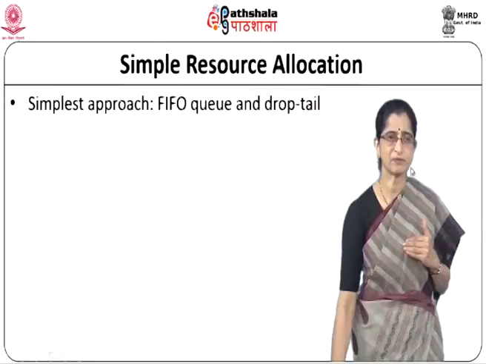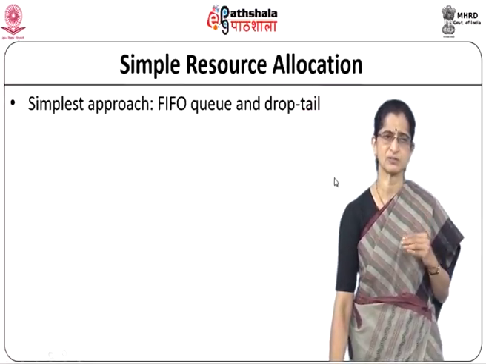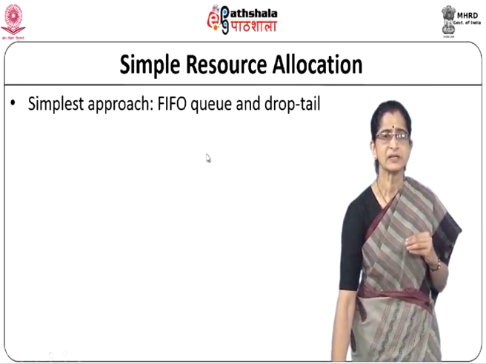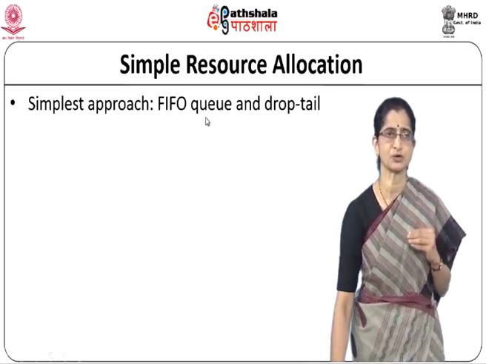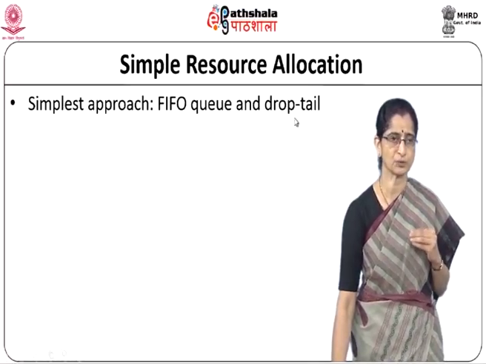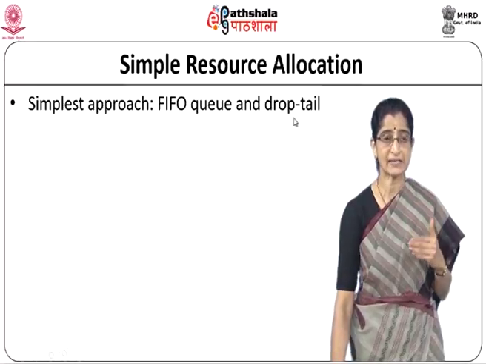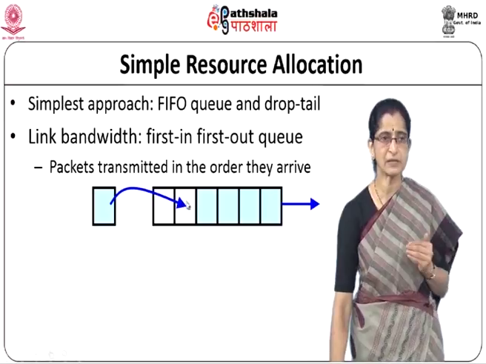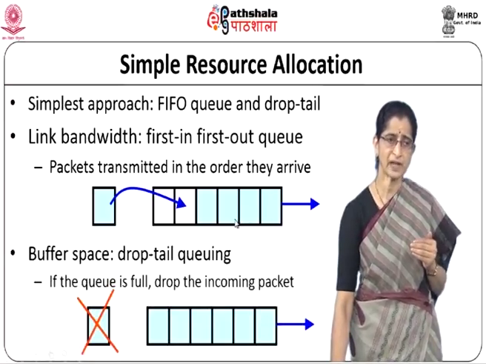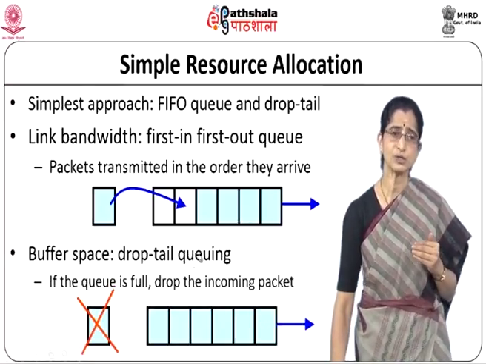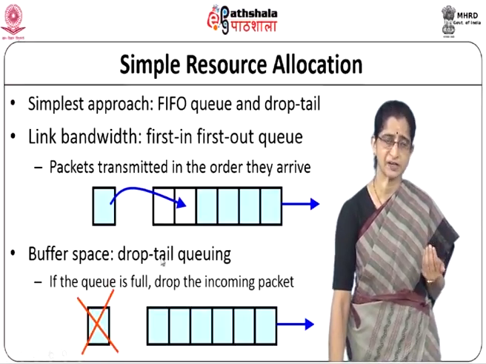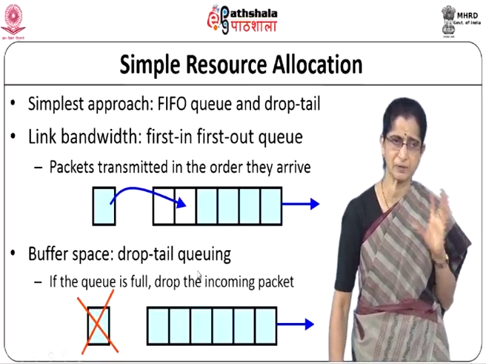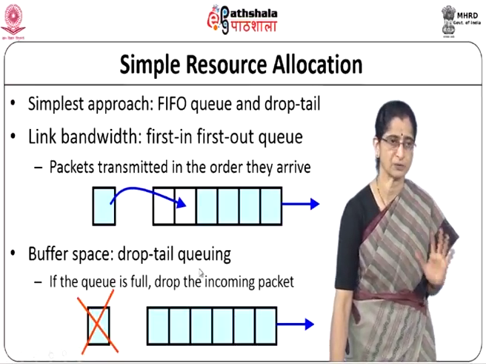Now, what happens actually when we have these queues? The typical approach that is followed for resource allocation is that we use a simple first in first out queue and what is called a drop tail approach when it comes to handling packets when they exceed the size of the queue. You keep transmitting packets in the order in which they arrive and when there is no buffer space, whatever is at the tail of the queue is dropped. So, the queue is full, then we drop the incoming packet. This is a very simple mechanism that is normally used in most of the routers.